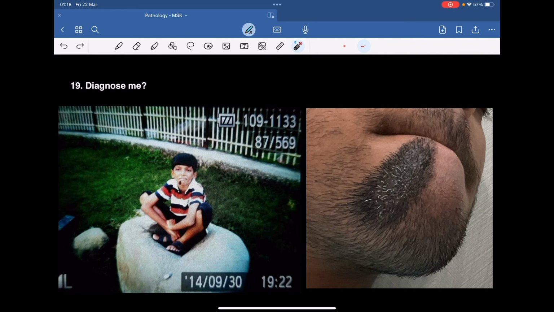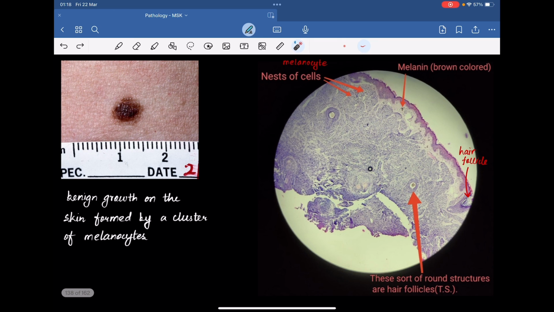As for your last question, you have to diagnose me. So this is a picture of me when I was younger, and if you look at my chin, there's a black patch on it. This is what the black patch looks like right now with beard on top of it. So what is this black patch? I have a microscopy of this black patch.